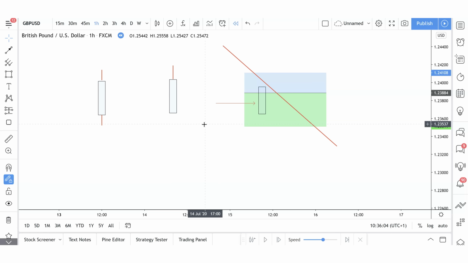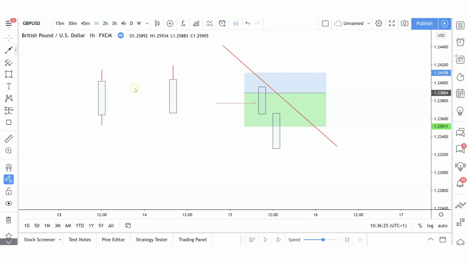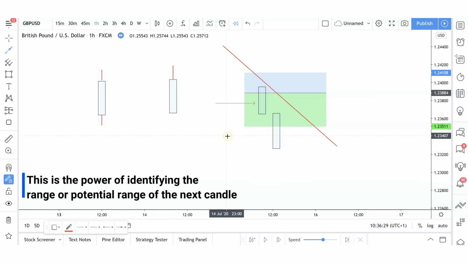Now, for those that said sell, very well done. For those that were a bit skeptical and like, well, I don't know what this is doing and that's doing, that wasn't the reason for me asking you the question. Don't think about it too much. Most people will say the next candle would be bearish. Now, why is this relevant to what I'm telling you now? Well, this is the power of identifying the range or potential range of the next candle.